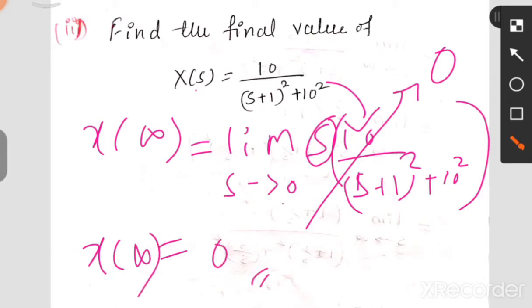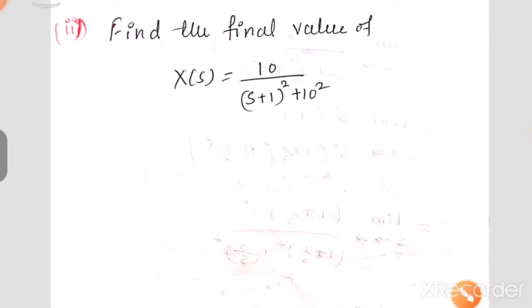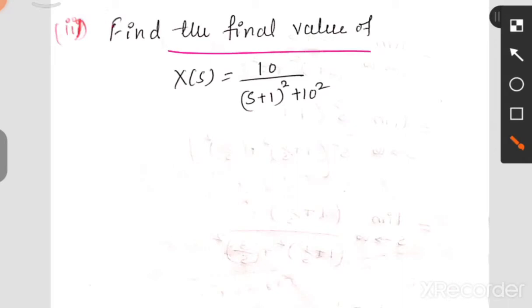Remember one thing: by using the final value theorem, the final value we cannot find directly. We have to go through the poles and all. We'll explain that now, by taking one example of this.